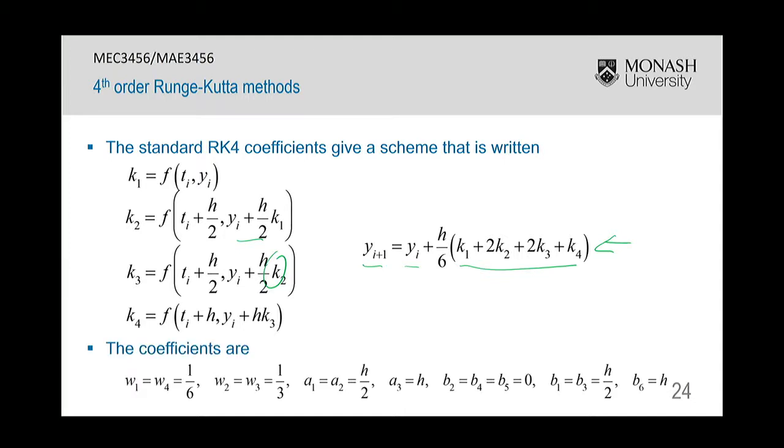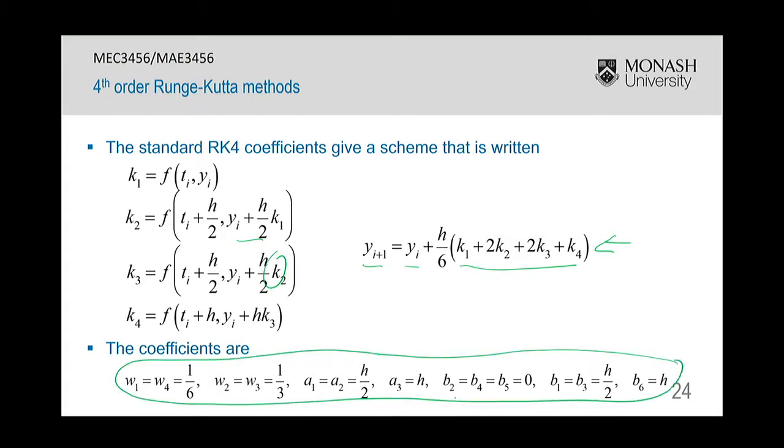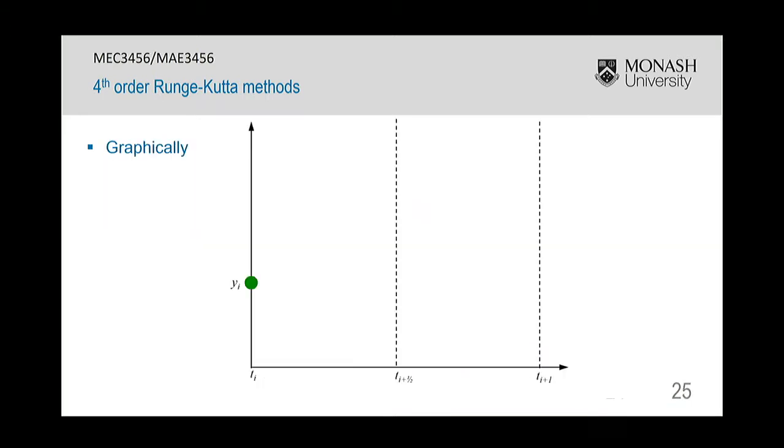So, based on the various coefficients that we mentioned on the previous page, the standard RK4 coefficients are given here. You can see that many of them are 0. Graphically, let's look at what RK4 is doing. It's a little difficult to look at those equations I put up previously and get any sense out of them. So we're starting at time t_i, and we're starting at the point y_i. That's the information we've got.